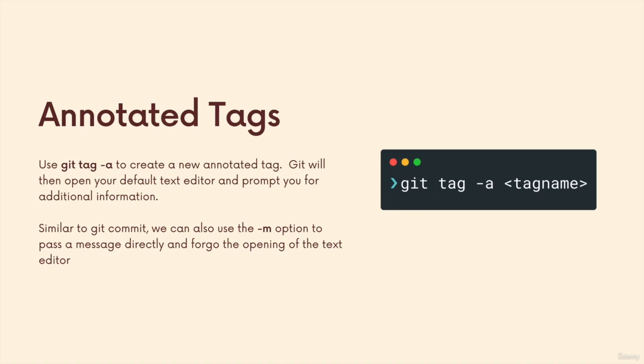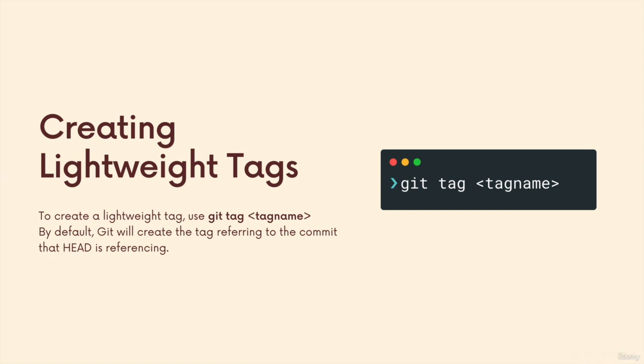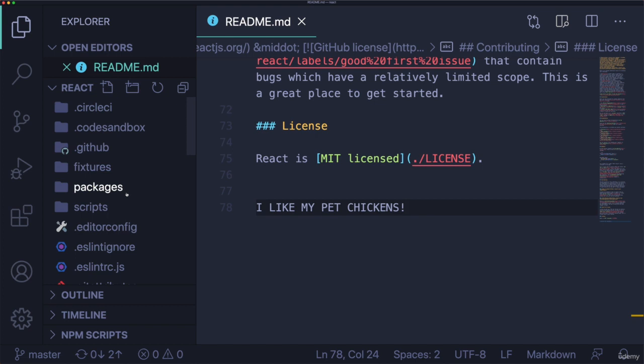Okay, so to make an annotated tag, we use the -a option for annotated. Otherwise, it's still git tag and then some tag that we're creating. And just like before, it will be based upon the current head commit. Let's do some more significant changes now.